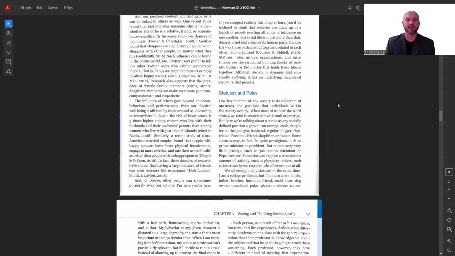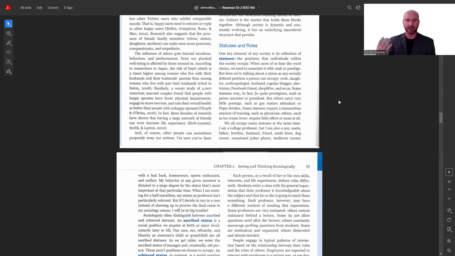So a status, for example, is dependent upon social institutions. So you have a family. So you're probably a son or a daughter, a brother or a sister, a cousin, a nephew or a niece, a grandchild. You have grandparents. That's family. Maybe in terms of religion, you are a Christian, Jew, Muslim, Hindu, Buddhist, atheist, agnostic, polytheistic. In terms of education, you're a student, I'm a teacher.